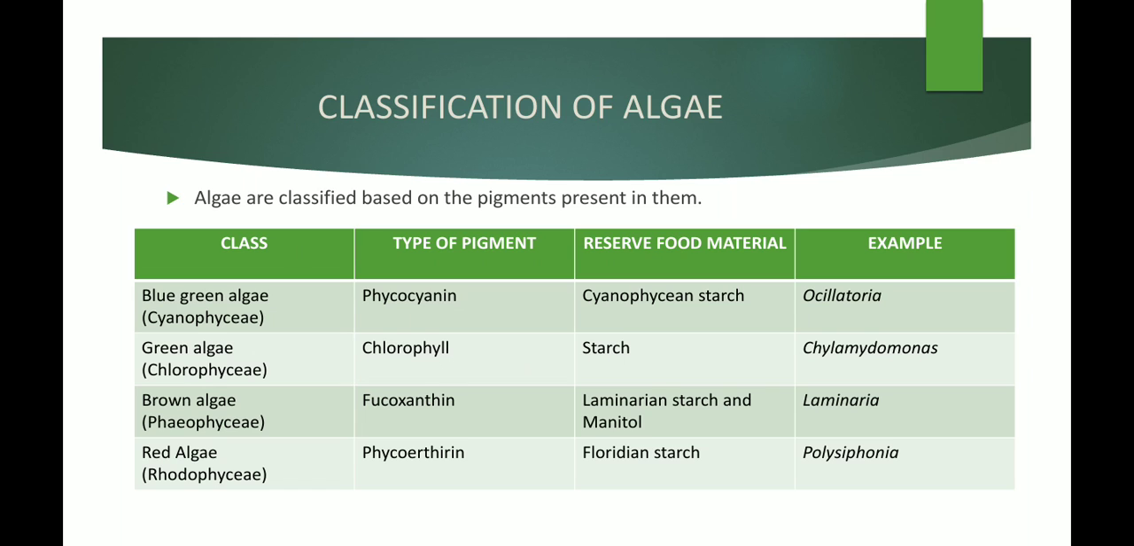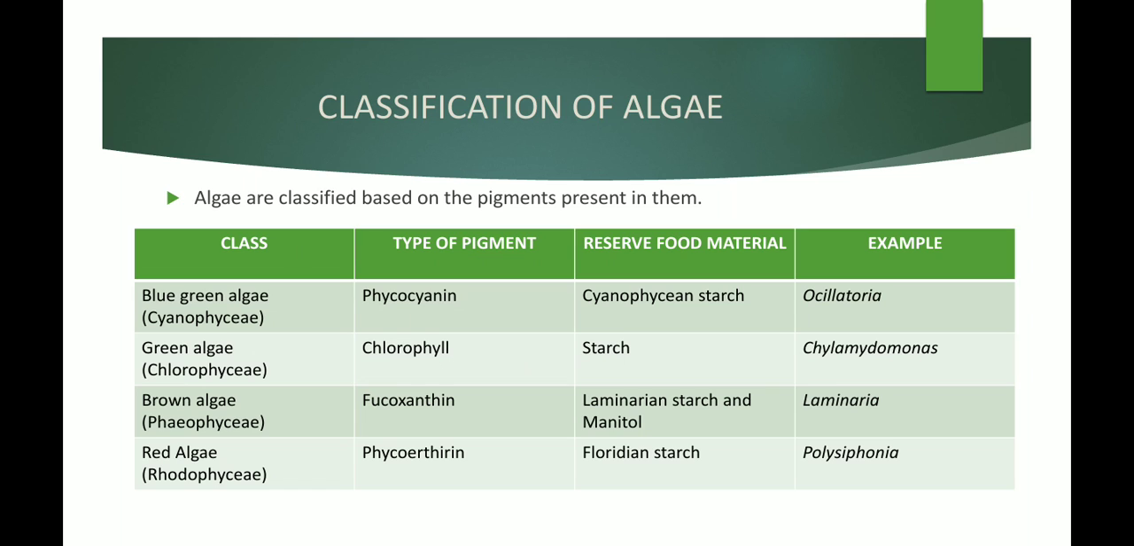The next one is green algae. This is a very common one. The group of green algae is called Chlorophyceae. The pigment present in the green algae is chlorophyll. The food material present in these algae is starch. An example is Chlamydomonas. The next one is brown algae. The group of brown algae is called Phaeophyceae. The pigment present in them is fucoxanthin. The food material present in them is laminarin starch and mannitol.